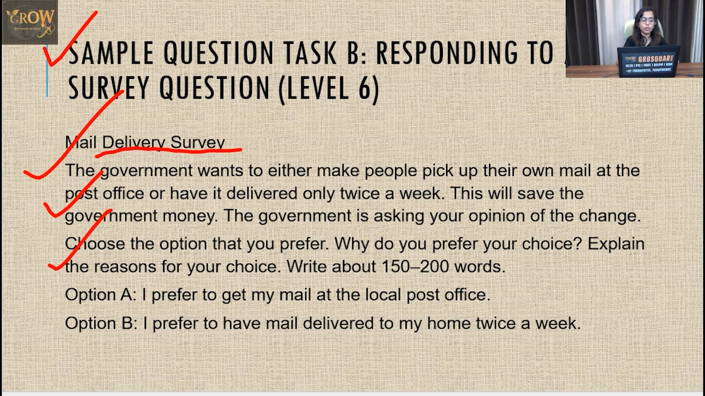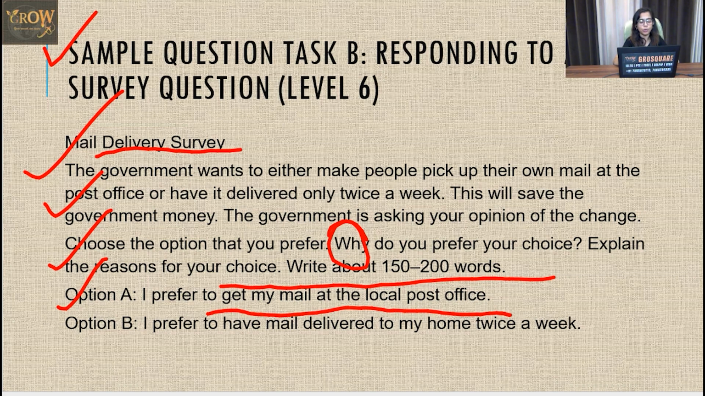You have to choose the option that you prefer. Why do you prefer this choice? Explain the reasons for your choice and write about 150 to 200 words. Option A is I prefer to get my mail at the local post office, and option B is I prefer to have mail delivered to my home twice a week.